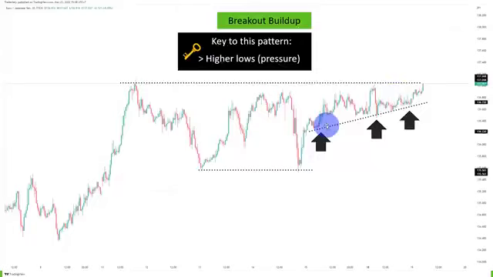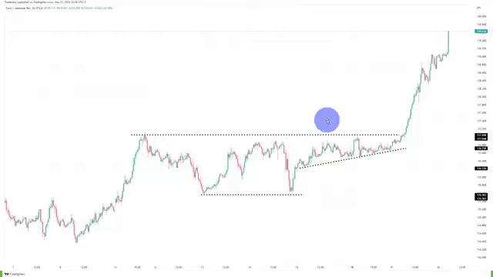So don't just look for specific signals, but look for the signal in the right context that will really enhance your trading performance. And then you can see afterwards the breakout happened, and once the pressure that was building up here is released, you can see how quickly the market shot up.